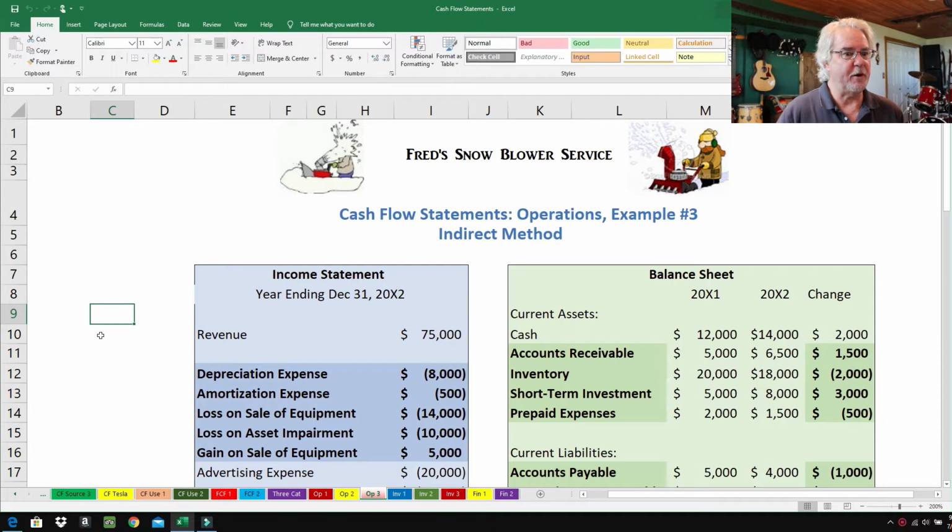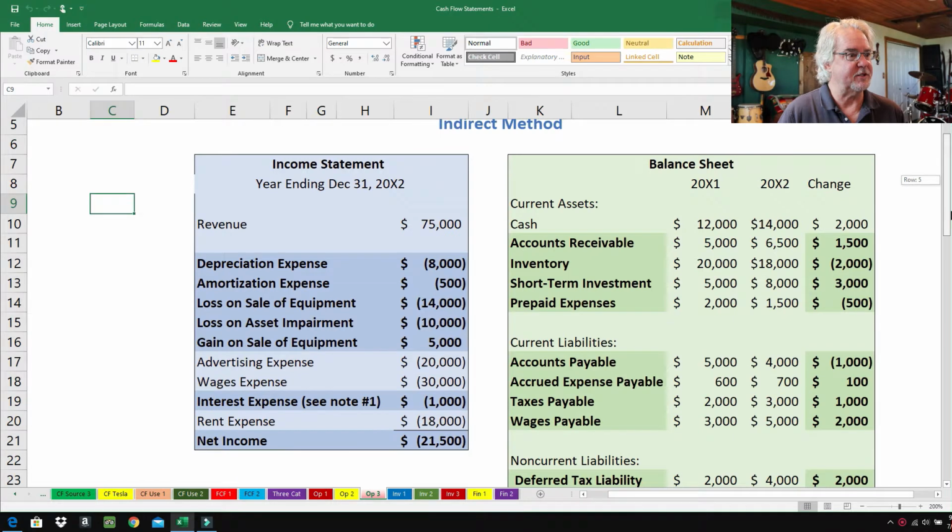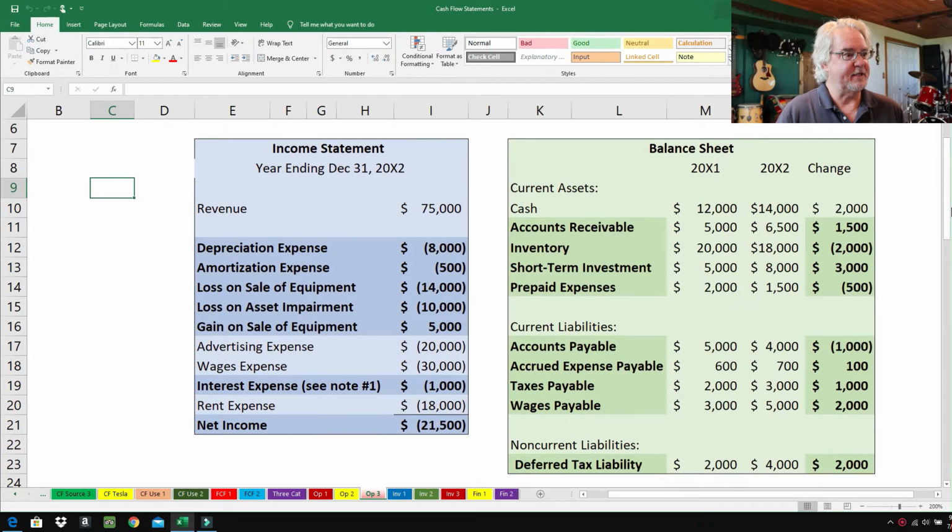So here we go. What we have going here, folks, we've got Fred's snowblower service, and we have an income statement here. As you know, the income statement is done on the accrual basis. We recognize revenue when revenue is earned, and we try to match revenues and expenses together. That is how an income statement is done, and it's not done on a cash basis, but we're going to use the information off of this income statement to create a cash flow statement.